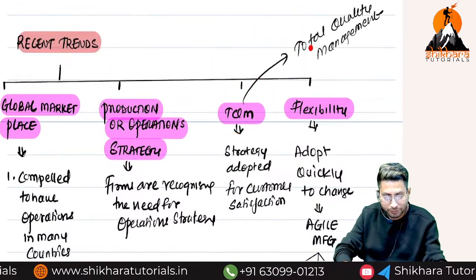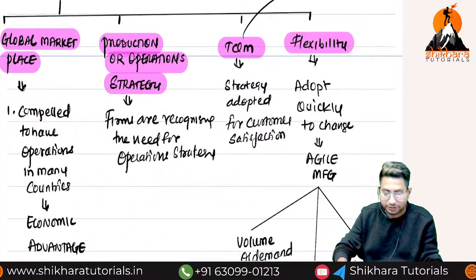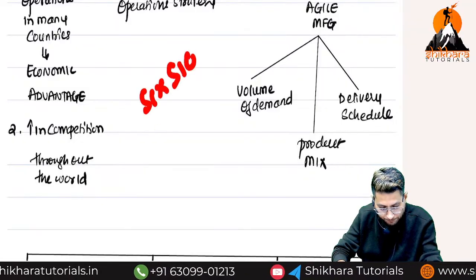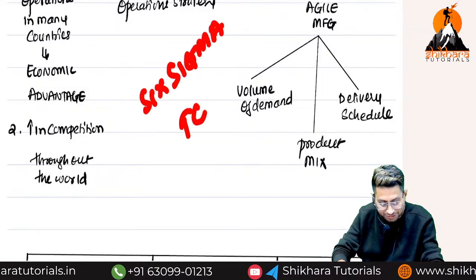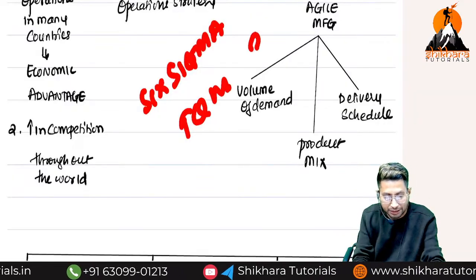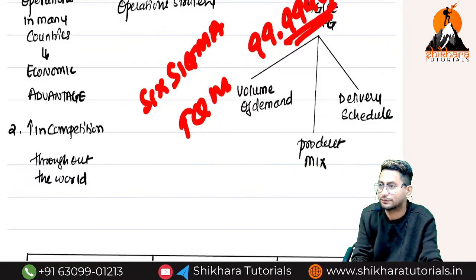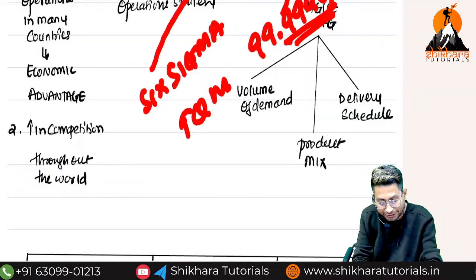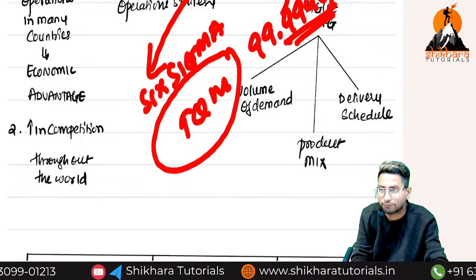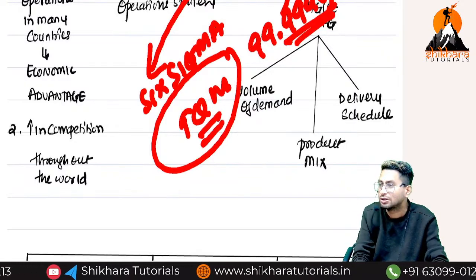What is TQM? Total quality management. What is total quality management? See, there are two things. One is Six Sigma, and the second one is total quality management. I want my product to be 99.9996% perfect. Then that technique is called what? Six Sigma. I want every department of my business to have a little improvement every time they do the work. Then it is total quality.